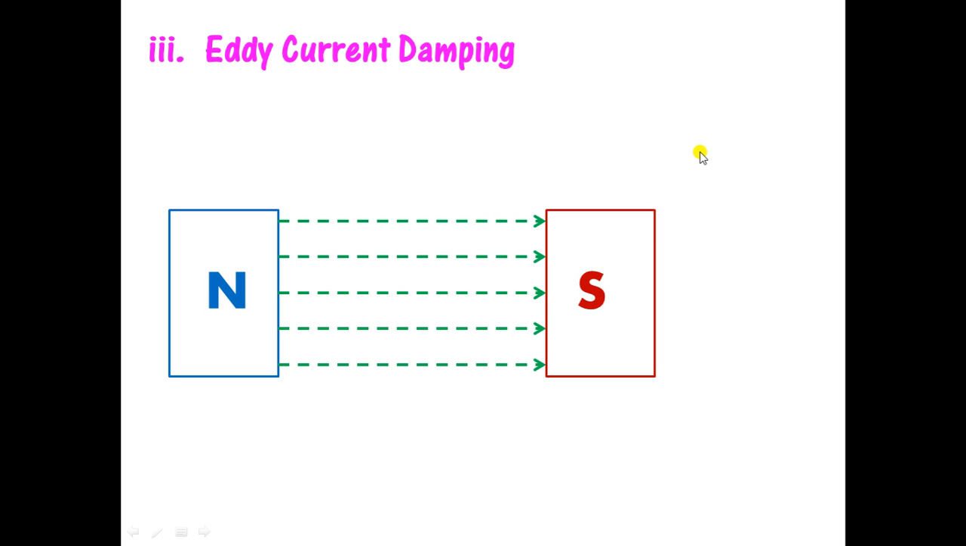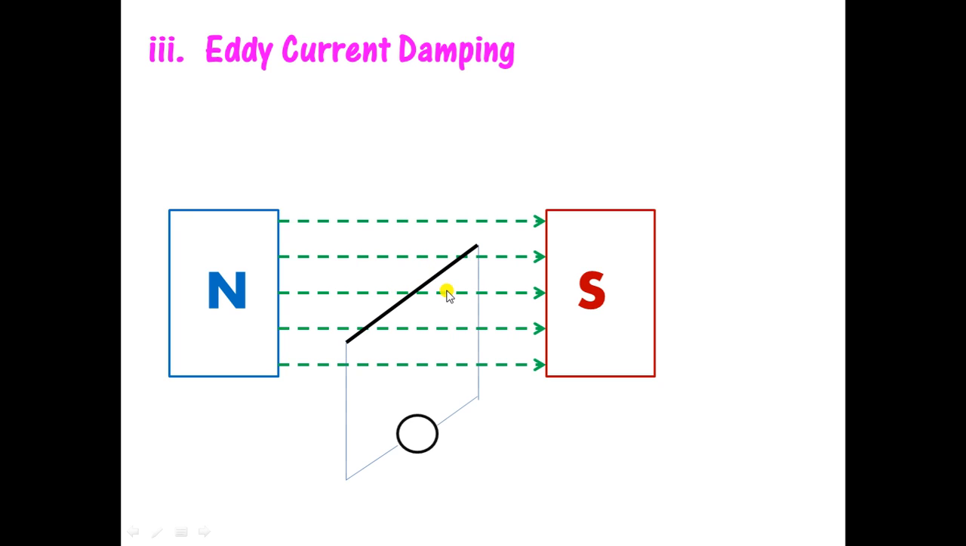The next method is called as eddy current damping. Before understanding this method, let us first understand what exactly is eddy current. This is the magnetic field. In this magnetic field, there is a moving conductor placed. This conductor is moving, it is not at rest. Now when this conductor is moving, the magnetic flux linked with this conductor will change, and as the magnetic flux linked with the conductor changes, there is an EMF induced in this conductor.